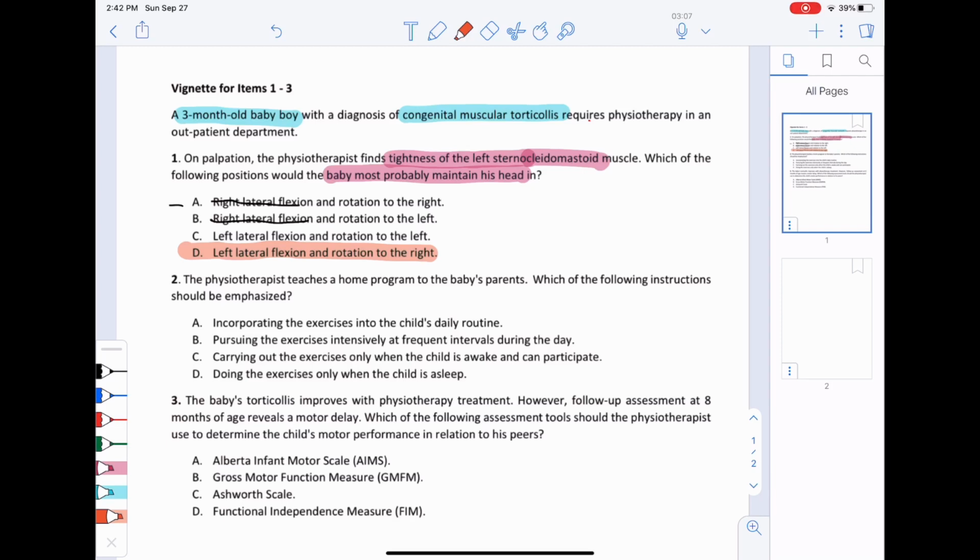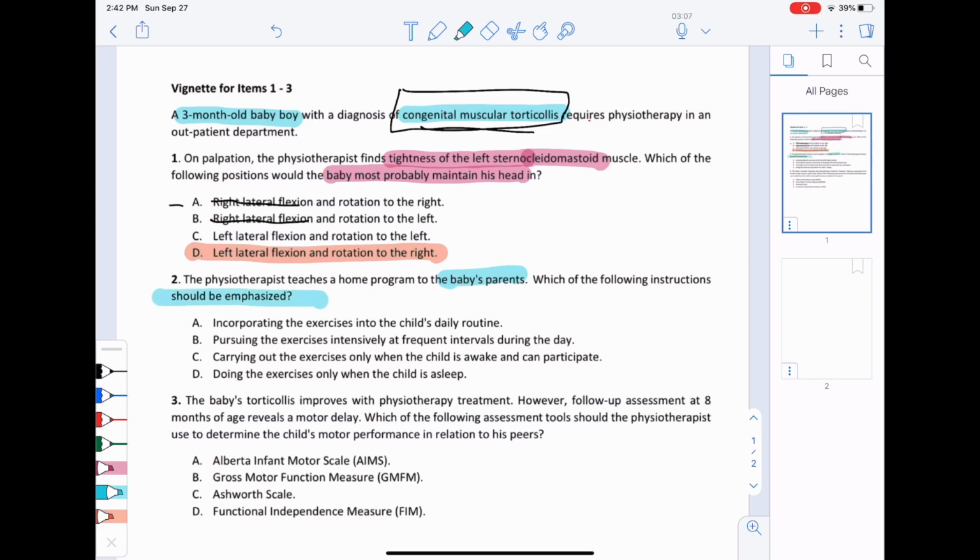So this is vignette style. Usually in vignette style you will have a common scenario. Here it is going to be muscular torticollis, and based on that they'll ask questions. But again, be aware, because sometimes they are going to ask you something that is not totally related to your scenario here. So the next question here is, the PT teaches a home program to the baby's parents. Which of the following instructions should be emphasized? Okay, so they are asking us what should be the instructions given to the parents.